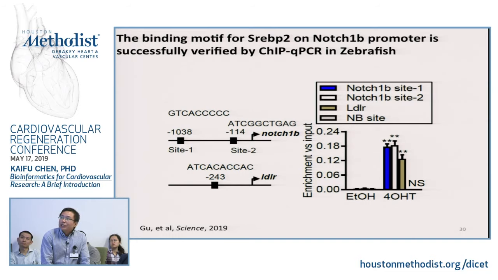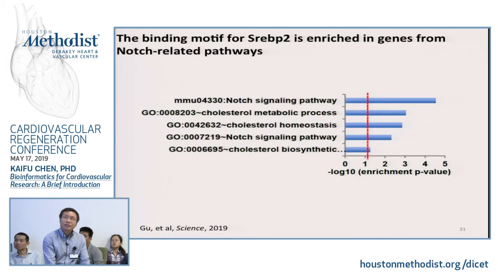Then Qinin performed experiments to verify that SRBP2 did bind to the binding motif for SRBP2 on these promoters. He performed the experiments on two binding sites in the promoter region of Lrp1b, and also in the other gene ADRR. His result indicates that SRBP2 does bind to these three binding sites. As a negative control, when he performed the ChIP-PCR at a non-binding site, he didn't see enrichment. So his experiments successfully verified the binding sites defined by this bioinformatics analysis.